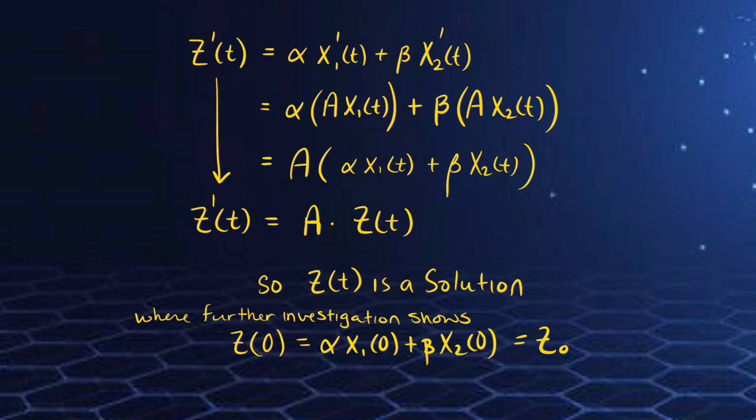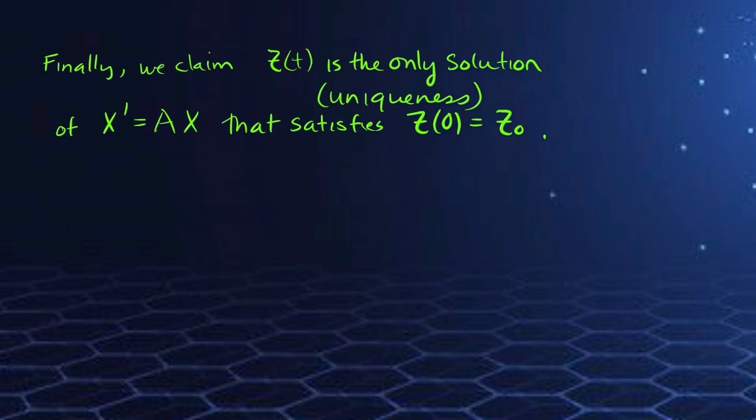We have a very unique solution here. We will in fact want to show that it is a unique solution. If we claim that z of t is the only solution, in other words, the unique solution of the system that satisfies z of 0 equals z naught, then how can we show its uniqueness?